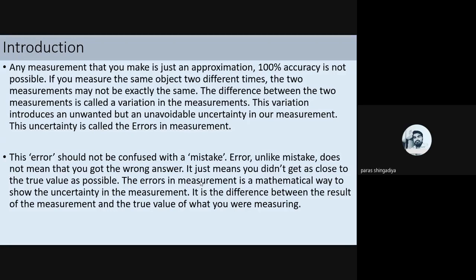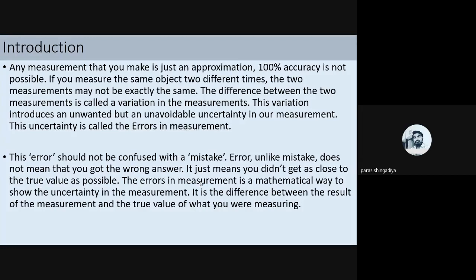This error should not be confused with a mistake. Okay, it is not a mistake. Error, unlike a mistake, does not mean that you got the wrong answer. It is not a wrong answer. That is an approximate answer. It just means you didn't get as close to the true value as possible.